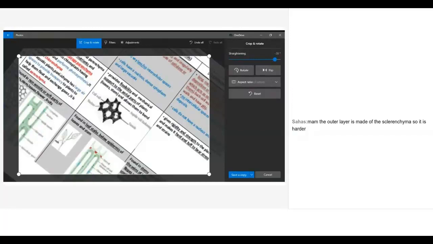Then you have aerenchyma. This is the parenchyma you will find in aquatic plants for balancing the plants to float on water. This is what I explained in the last session. Aerenchyma and chlorenchyma.